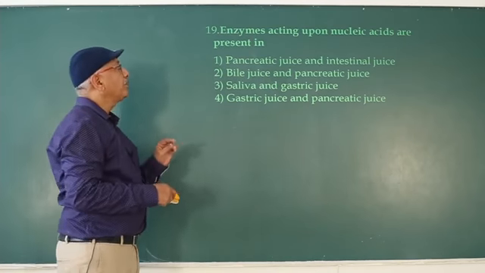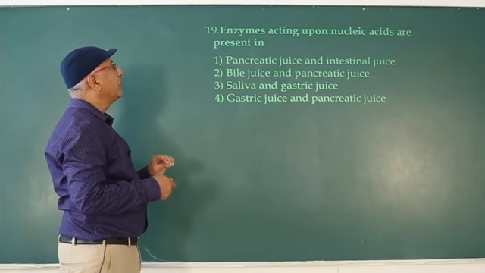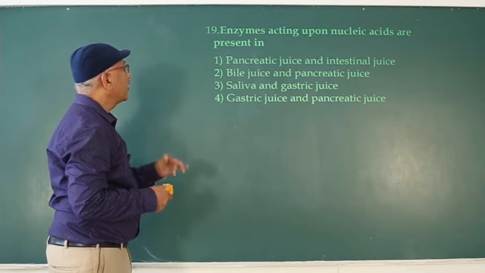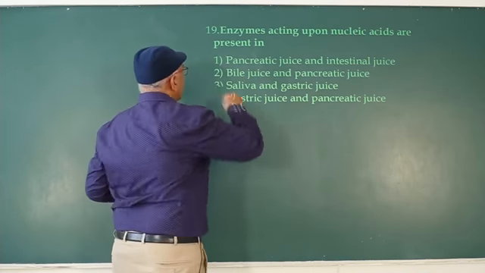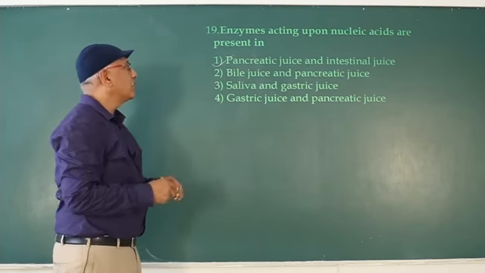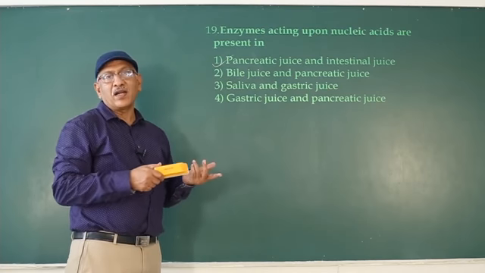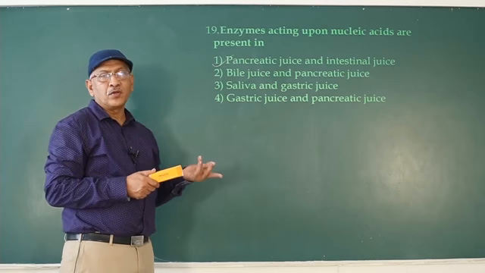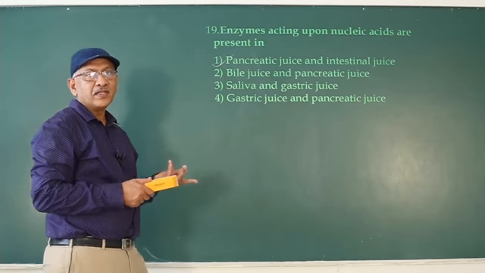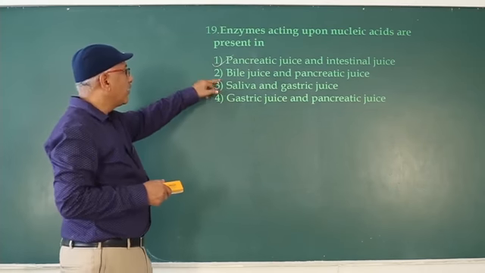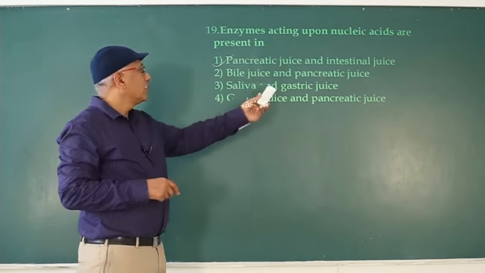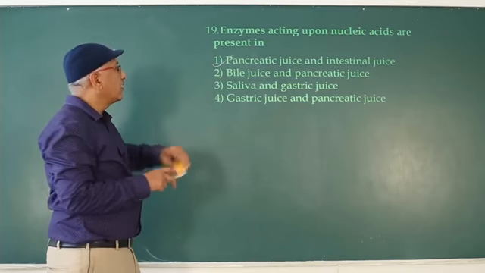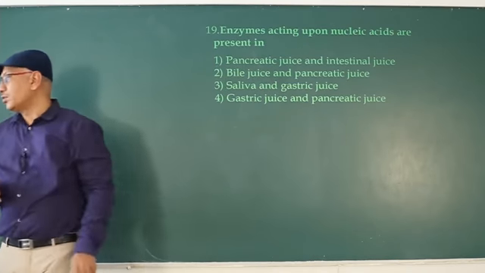Enzymes acting upon nucleic acids are present in pancreatic juice and intestinal juice. Correct. Pancreatic juice contains DNase and RNase enzymes. Intestinal juice contains nucleotidases and nucleosidases. So correct. Bile juice has no enzymes. So saliva and gastric juice are wrong. The answer is pancreatic juice and intestinal juice.